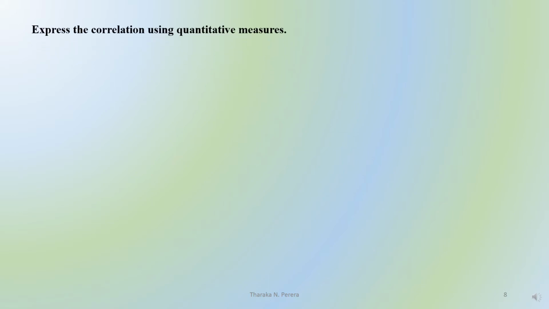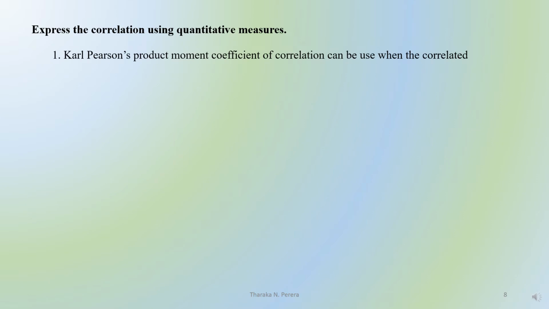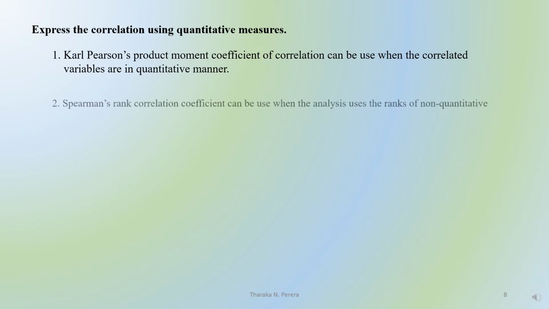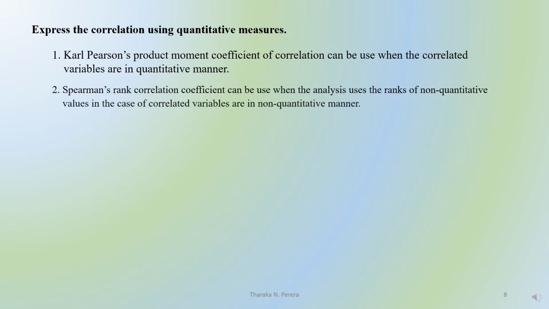The third way to express correlation is using quantitative measures. The first one is Karl Pearson's product moment coefficient of correlation. It can be used when the correlated variables are quantitative. The second one is Spearman's rank correlation coefficient. It can be used when the analysis uses the ranks of non-quantitative values, in the case where the correlated variables are non-quantitative. Here we only consider Karl Pearson's product moment correlation coefficient in this video, and we will discuss the rank correlation coefficient in the next video.